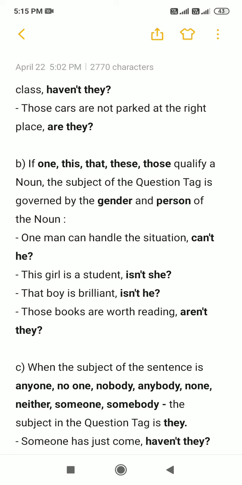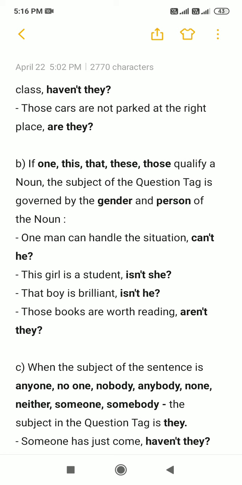If one, this, that, these, those qualify a noun, the subject of the question tag is governed by the gender and person of the noun. Now, look at these examples. One man can handle the situation. Can't he? After one, we have man. And for man, we have written he as a subject.